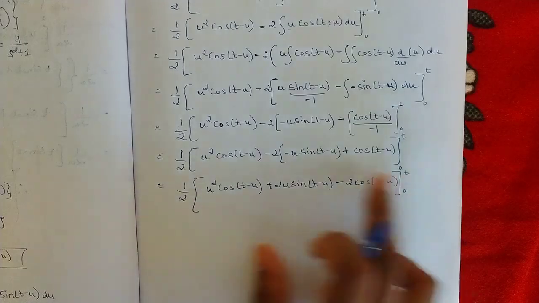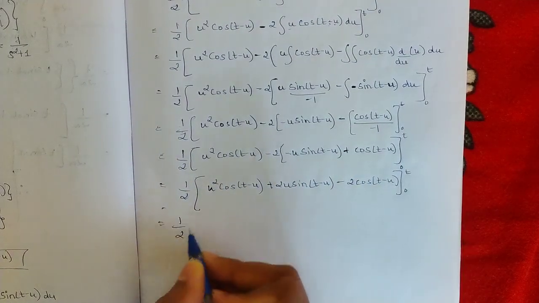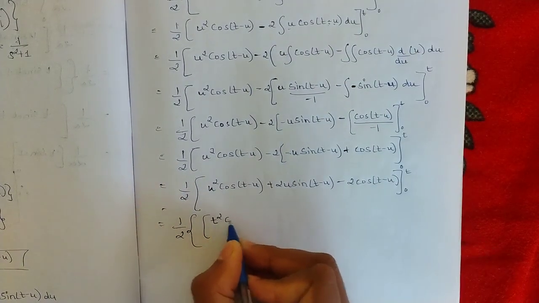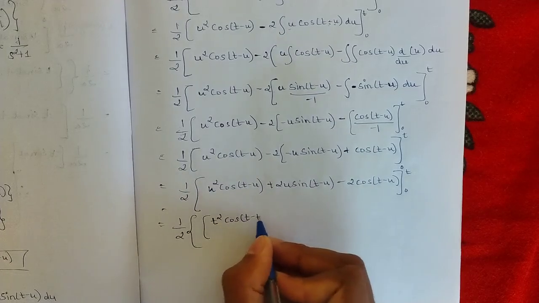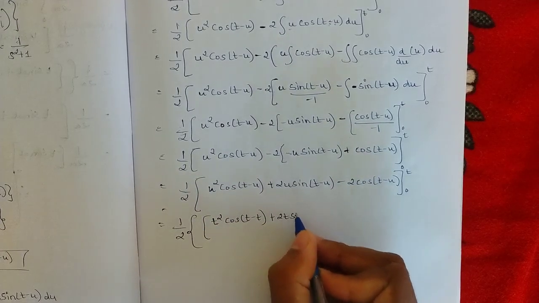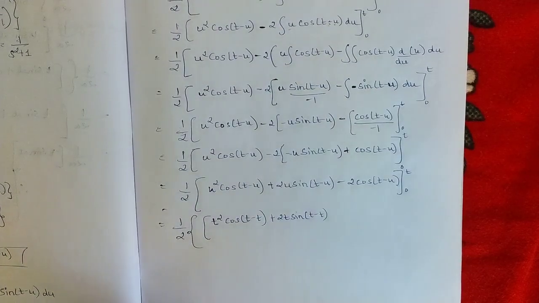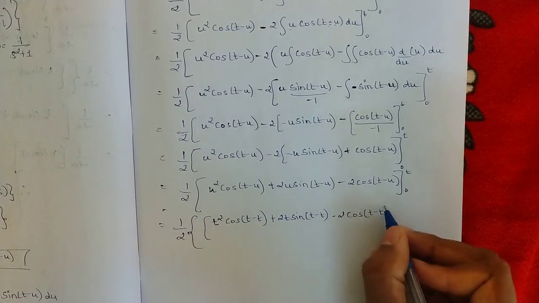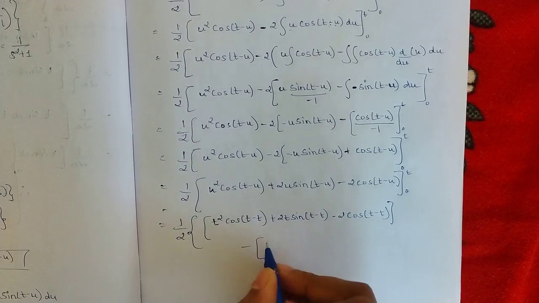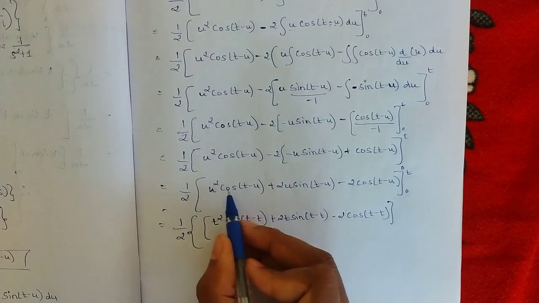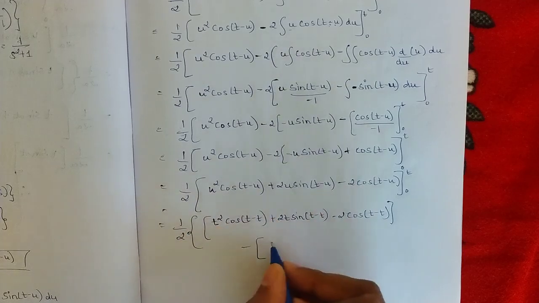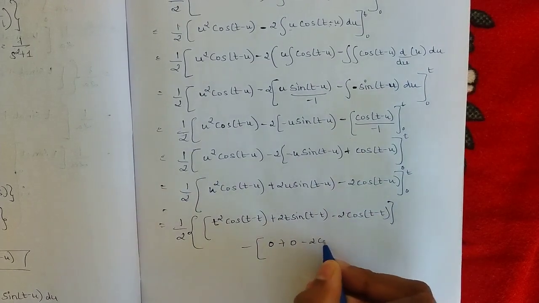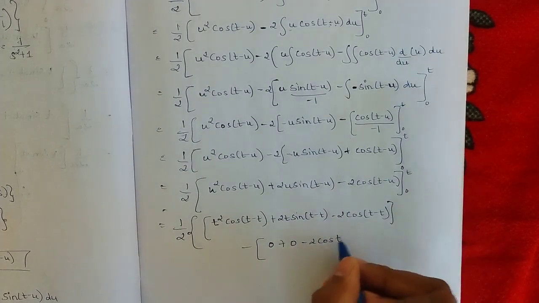Okay, now apply the limits for whatever we have simplified, that is 1 by 2 into t square cos of t minus t plus 2t sin of t minus t minus 2 cos t minus t, minus the lower limit, that is 0 square cos t minus 0, that is 0 itself, minus 2 into 0, so again it is 0, minus 2 cos t minus 0, that is t itself.